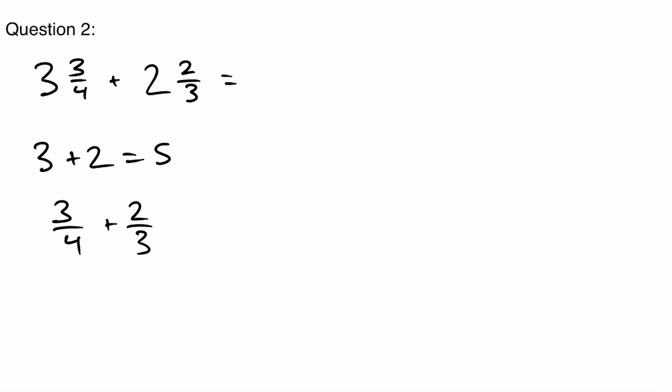So we're going to list out the multiples for each. We can start with 4. We get 4, 8, 12, 16, and 20. And then for 3, we get 3, 6, 9, 12, 15. Now once again, just by coincidence, we have the same multiple, and it's going to be 12, as we did for the last example. So we need to make each denominator 12.